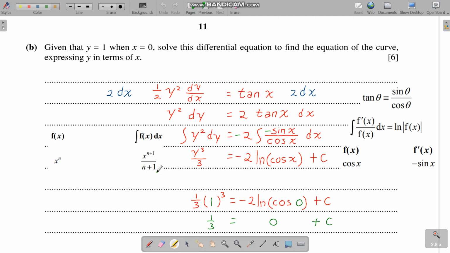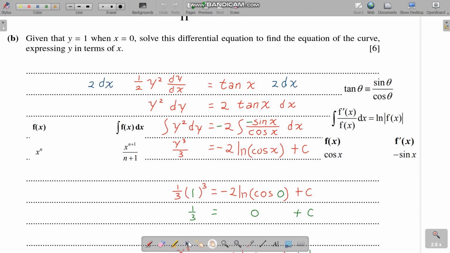Now solve. This is the differential equation from the previous part, what we needed to prove. We now need to separate the variables, everything with y on one side, everything with x on the other side. We multiply both sides by 2 dx, because on the left we cancel out the dx and the 2, so we have only y squared dy. Now on the right we have 2 tan x dx.